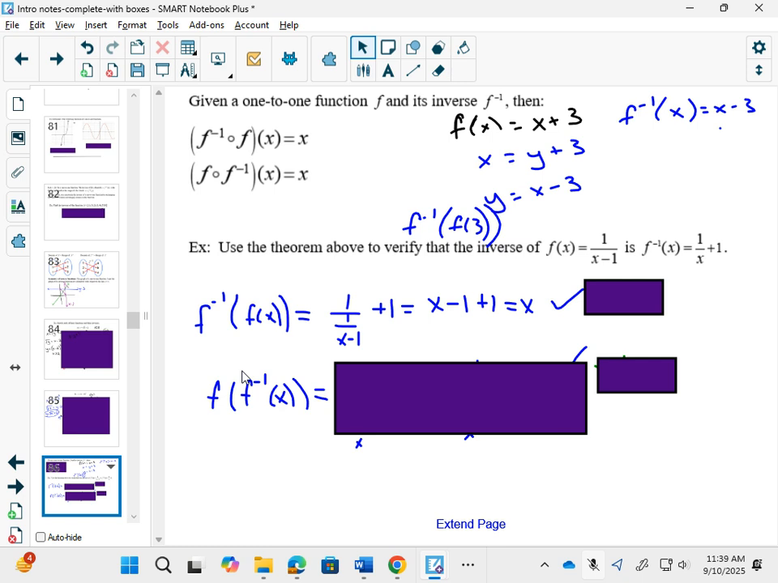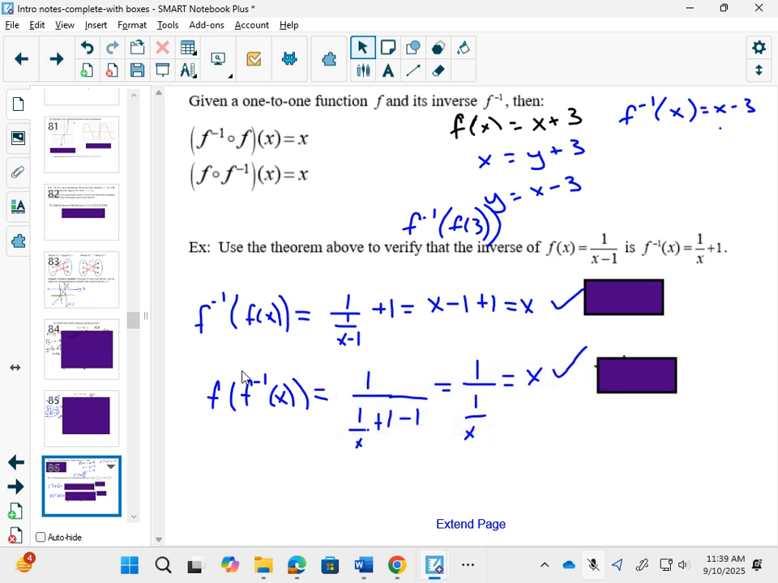Plugging f of x into f inverse made it just equal to x. Then I also have to check f of f inverse of x. So now I'm going to take the f inverse of x and plug it in where the x was. I'll put it in brackets here. This is my f inverse of x, and that's being plugged into f of x. And the 1 and the minus 1 cancel out. I get 1 over x, and I get x as well.